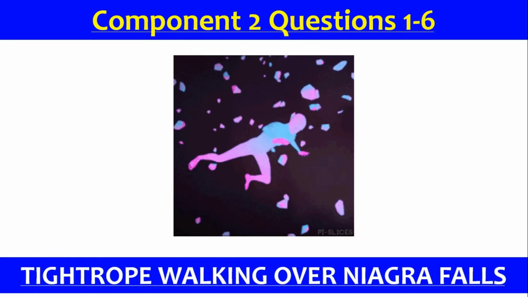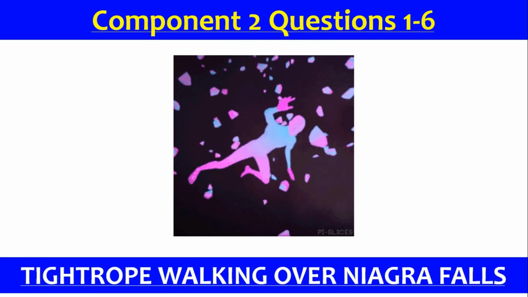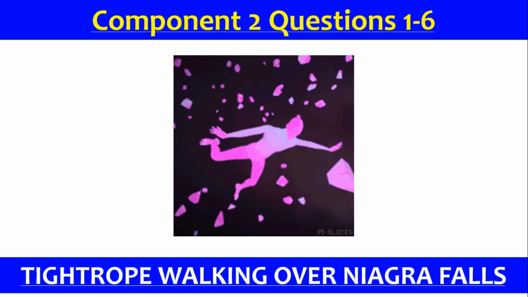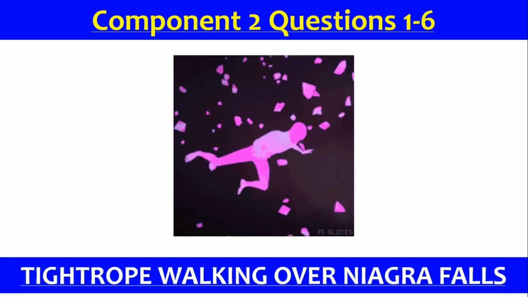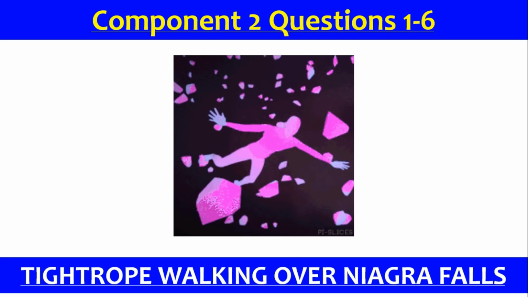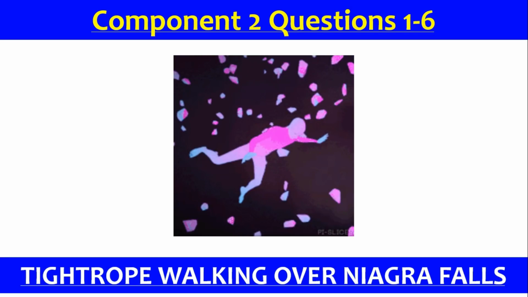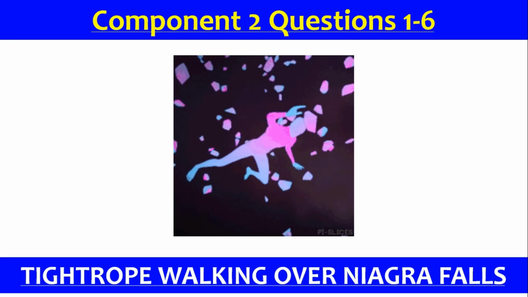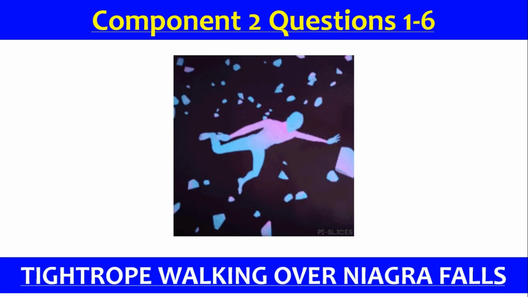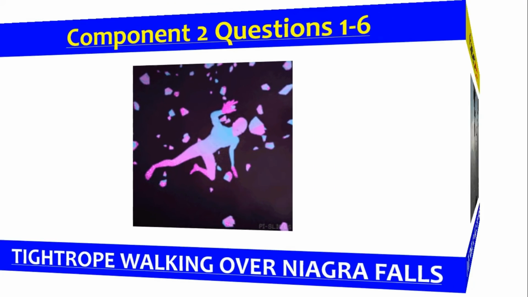Hi, this video is looking at paper 2 questions 1 to 6 for the EDUQAS GCSE English Language. This video will be available as one big video looking at all questions, and I also will separate it down to question by question. This is the exam paper for November 2018. It was 2 extracts looking at a tightrope walk over Niagara Falls.